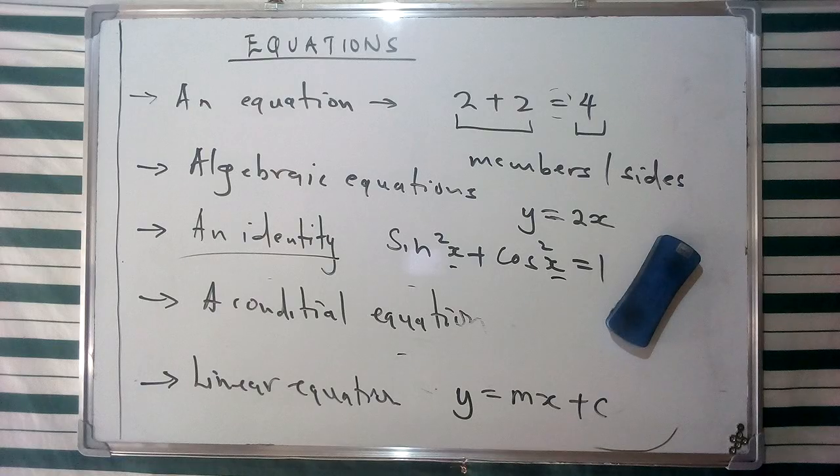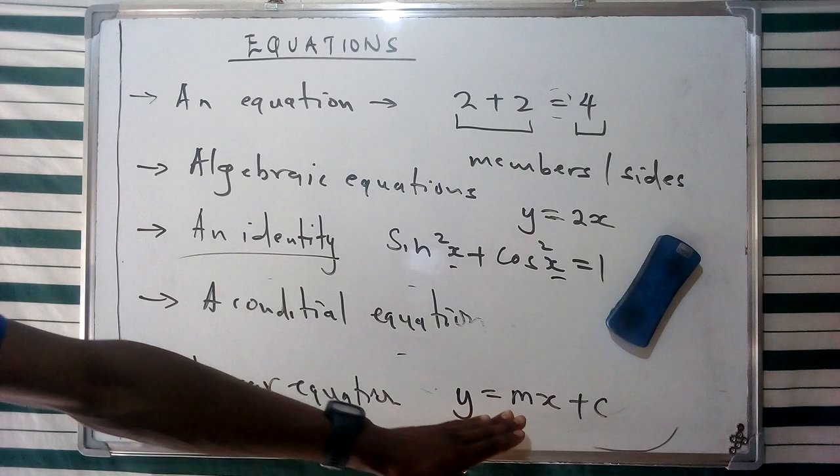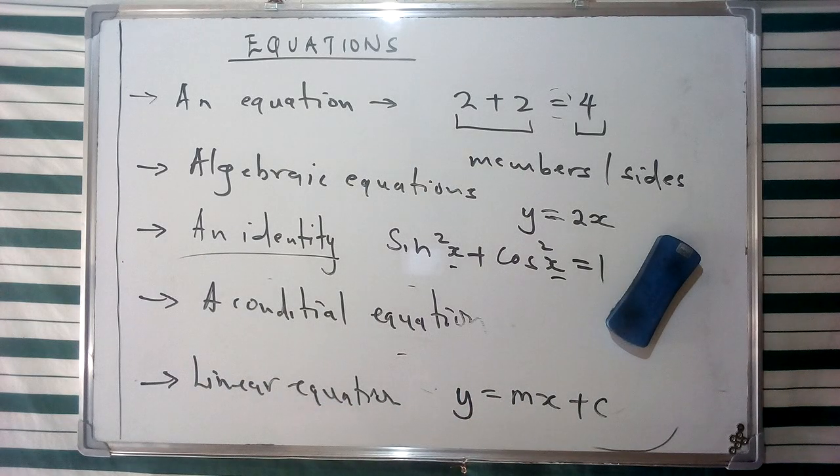So linear equations have the first degree of the unknown. In graphical form, we see linear equations having the graphs of a straight line.